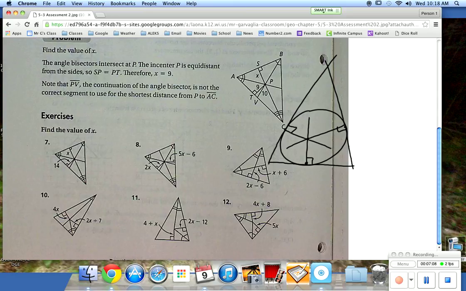If you know that these are equal, then you set these equal to each other. What's x in this one? 14. Set 2x equal to 5x minus 6. That's how easy it is.